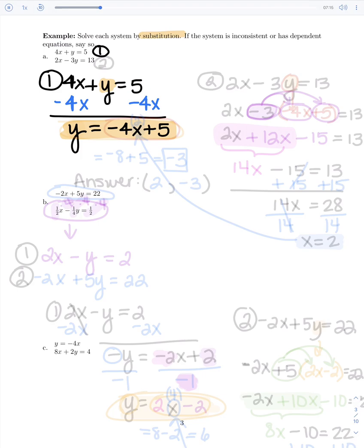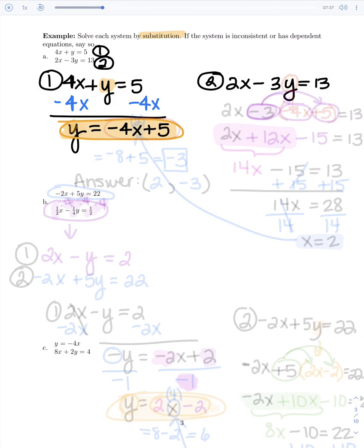So where am I going to use this? I'm going to take this and plug it in for y into the equation I haven't used. Well, what's the equation I haven't used? I haven't numbered it even yet, so that'll be my second equation, my 2x minus 3y equals 13, the one equation I haven't used.